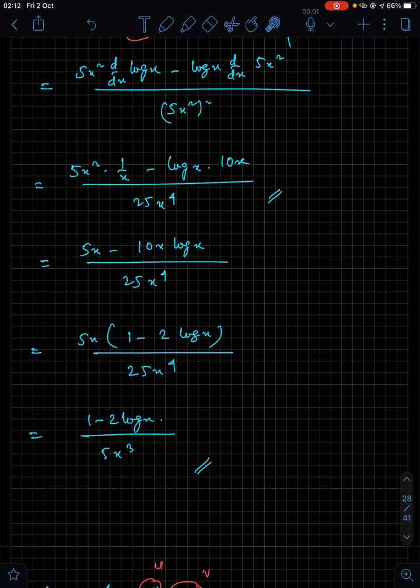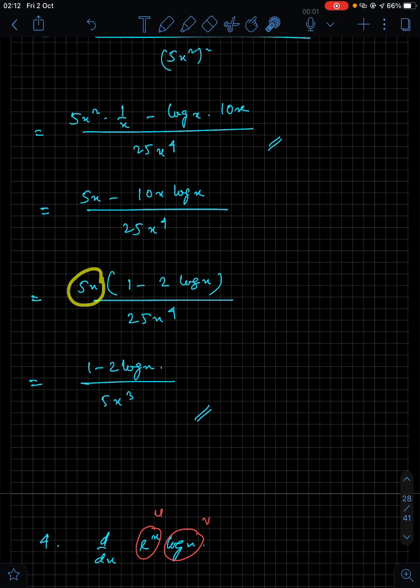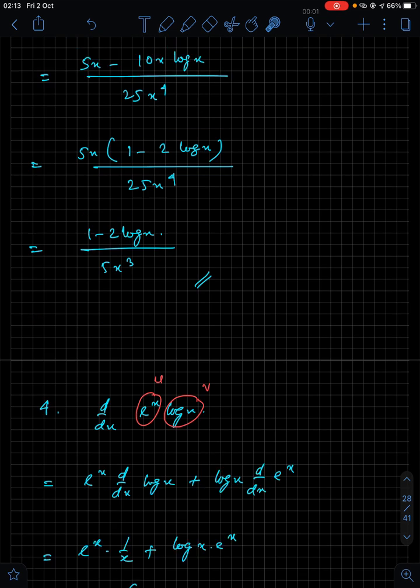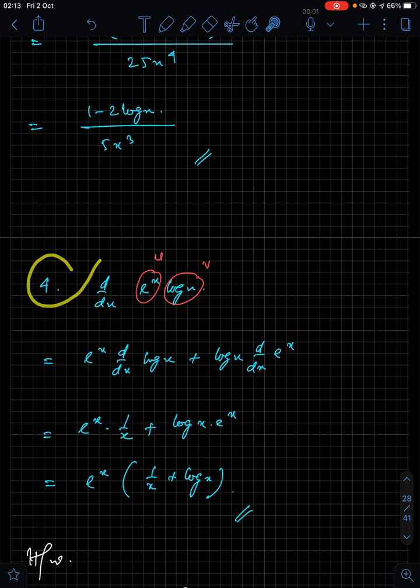So you can take 5x common in the numerator. So in the next step you see we have taken 5x common. So 5x taken common leaves inside the bracket 1 minus 2 log x divided by 25x to the power 4. So after calculation you'll get 1 minus 2 log x divided by 5x to the power 3, that is 5x cube.